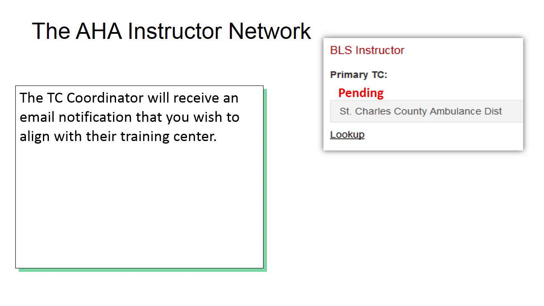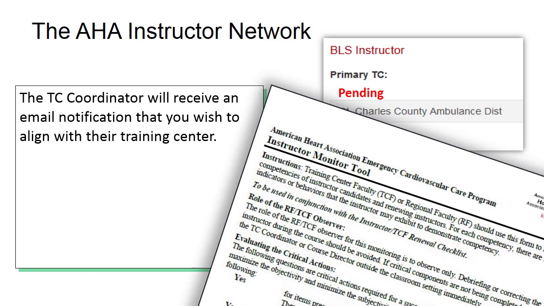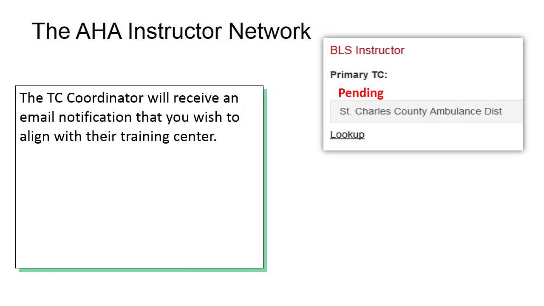Once you submit your alignment request, the TC coordinator has the discretion of either approving or denying your request. Now, I should stress that training centers are not likely to give you the official approval until after you have completed all additional prerequisites for becoming an instructor with them. For example, you will need to complete the instructor monitoring that is required within 6 months after you complete the instructor course. And the training center may have their own specific policies and procedures and hoops that you have to jump through. So you'll need to work all of that out with them.